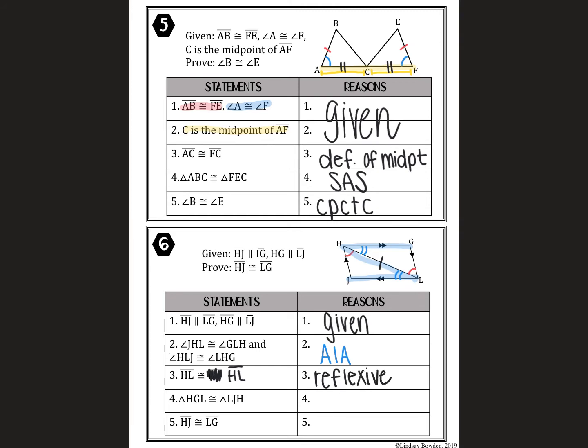Now we can prove these triangles are congruent because we have two angles and the side right in between those angles. So angle, side, angle. And then lastly, HJ is congruent to LG because corresponding parts of congruent triangles are congruent.